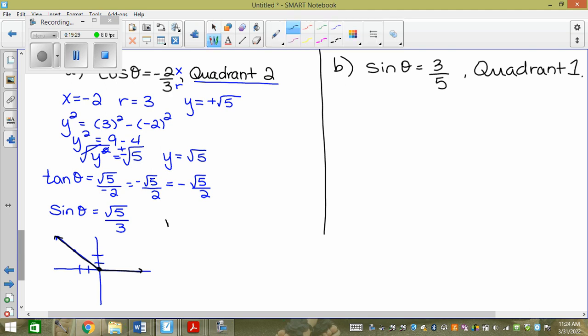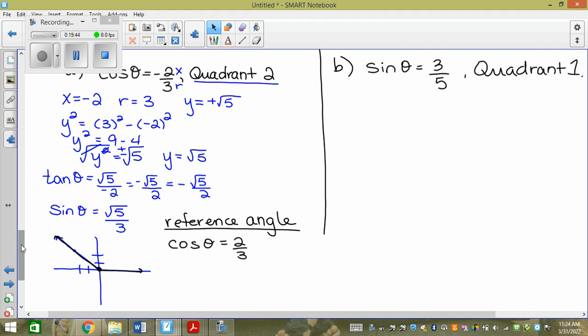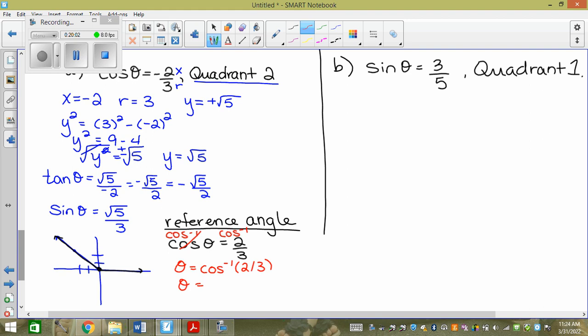So to get my reference angle, the trig ratio they gave me was cos theta equals negative 2 over 3. I'm going to say cos theta equals 2 over 3. Then how do I get cos theta by itself? Cos inverse. So I get theta equals cos inverse of 2 divided by 3. And what does theta equal? What did you guys get? 48? Don't forget the degree symbol, or it's not degrees.